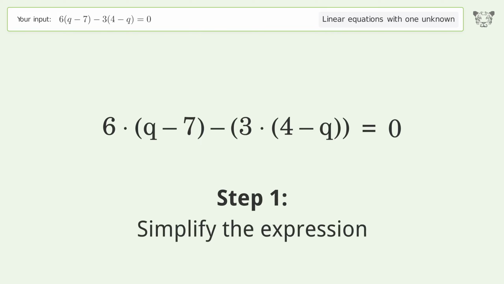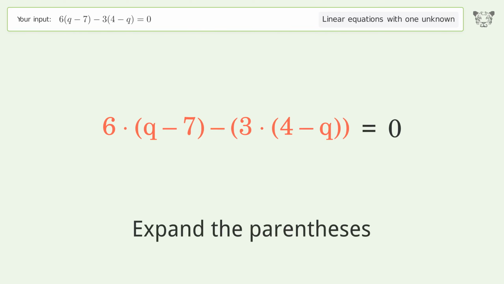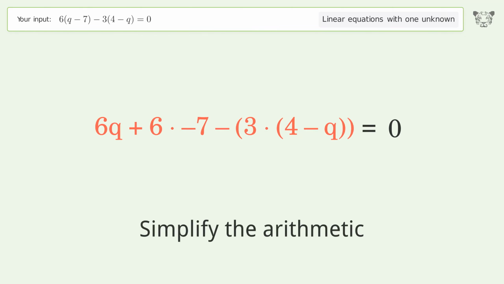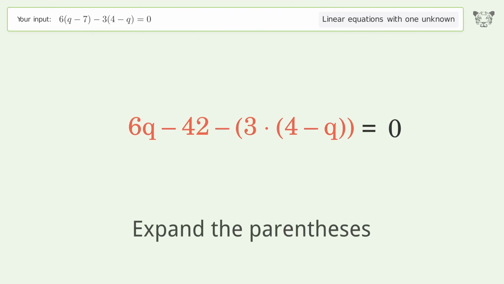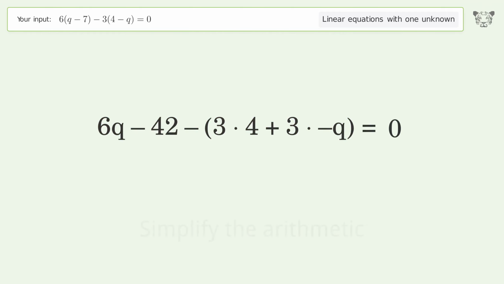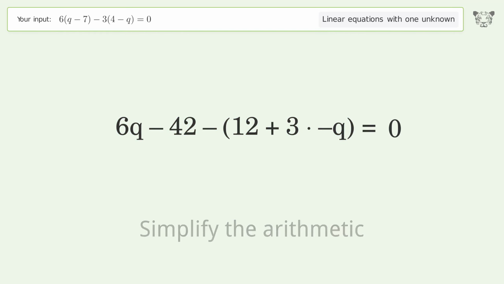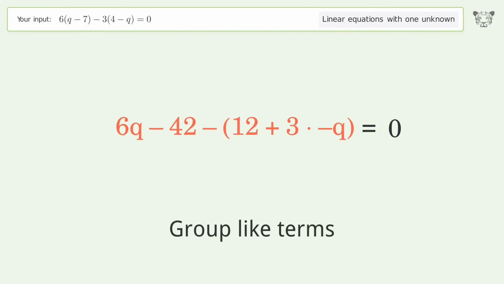Simplify the expression. Expand the parentheses. Simplify the arithmetic. Expand the parentheses. Simplify the arithmetic. Group like terms.